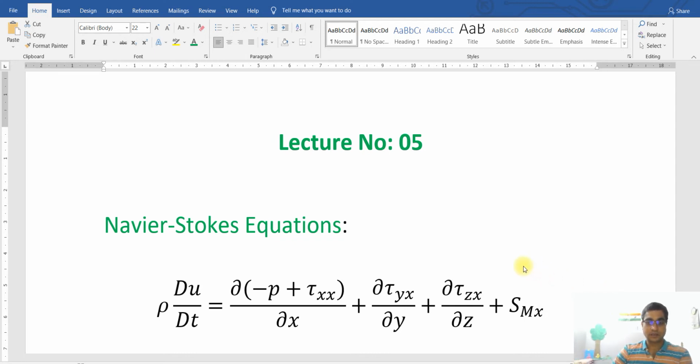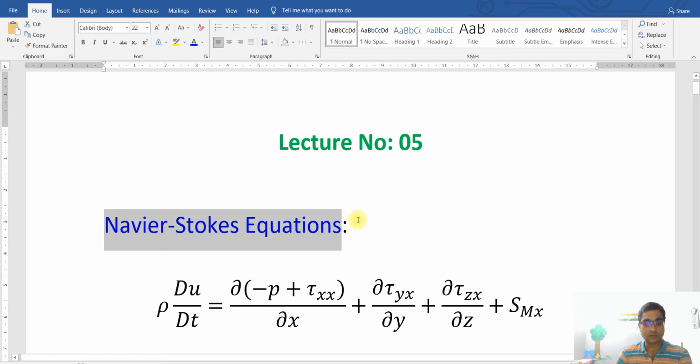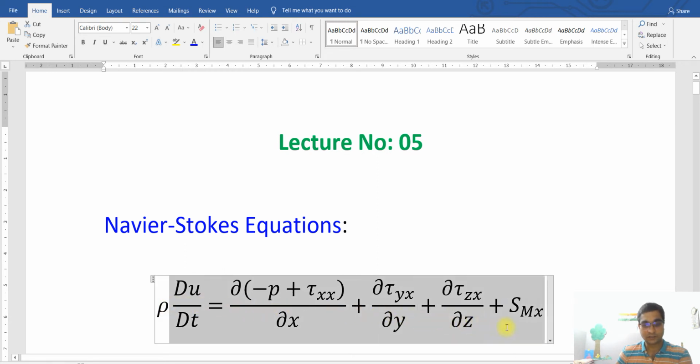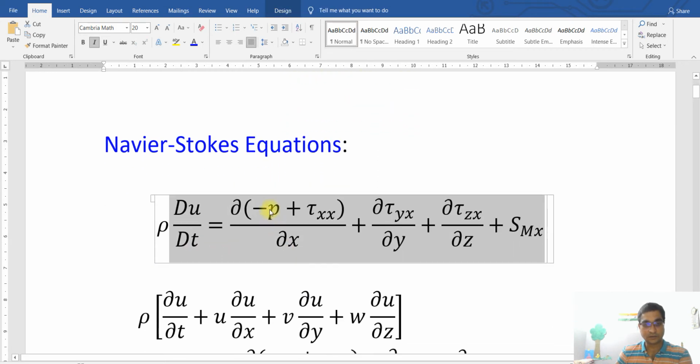This is lecture number 5. Here we will derive the famous Navier-Stokes equation from the momentum balance equation. In lecture number 4, we have already derived this part. This is the momentum balance equation expressed in terms of pressure and the viscous stress terms, and this is the body forces.